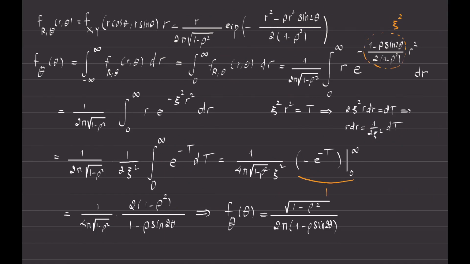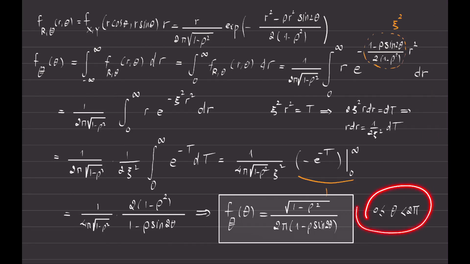So we have this as the probability distribution function. Of course we have to also mention that theta is between 0 and 2 pi, because we solved everything based on the assumption that r and theta are just the standard polar coordinates, and we know that theta lies between 0 and 2 pi. So at the end, this should also be included in the answer.